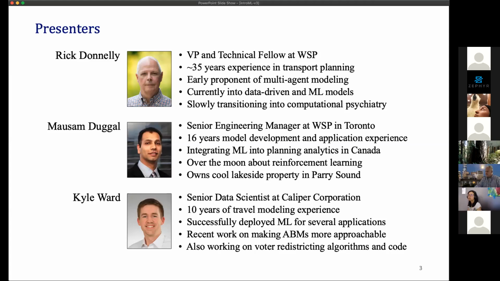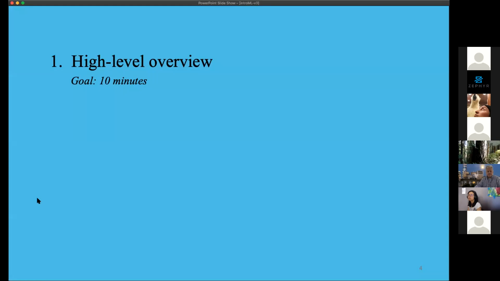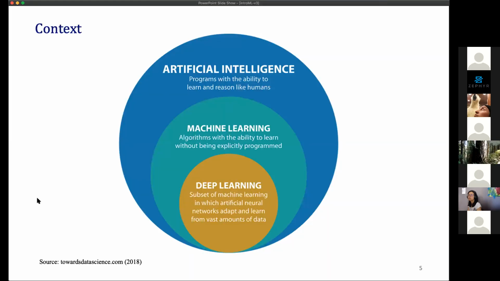So let's start out with a high-level overview to create a little bit of context. Machine learning sits here in the middle, and we're going to get to some crisp definitions of it in a moment. But as a reminder, it fits into the bigger world of artificial intelligence, and there are some substrates of it, like deep learning with deep neural nets, that are really interesting that we'll talk a little bit about today.